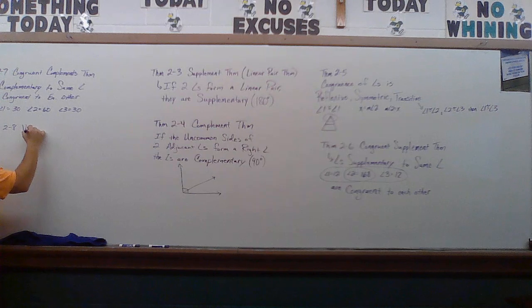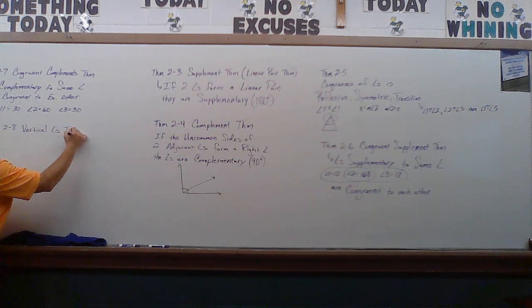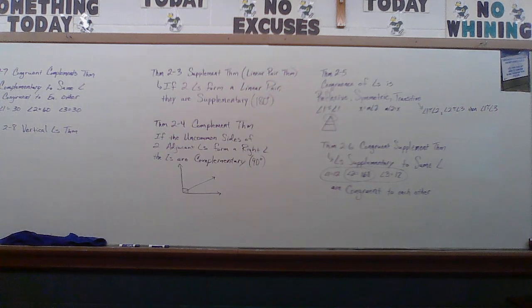Okay. Theorem 2.8. This one we've done before. Vertical angles, or we've talked about it at least. What is true about vertical angles? You remember what vertical angles are? If I draw two lines and they intersect, and I name the four angles 1, 2, 3, 4, what angles are vertical angles to each other? 4 and 2, or 1 and 3. So, what's true about them?